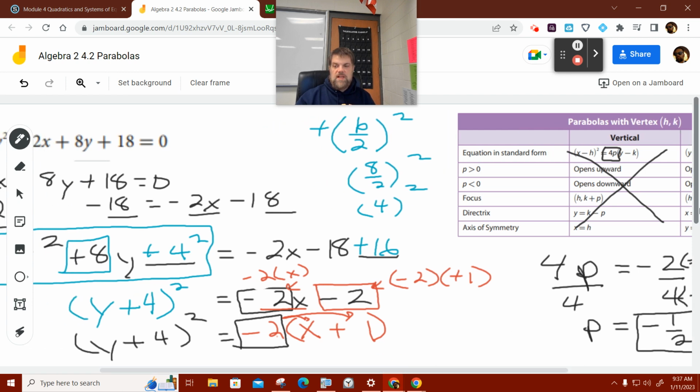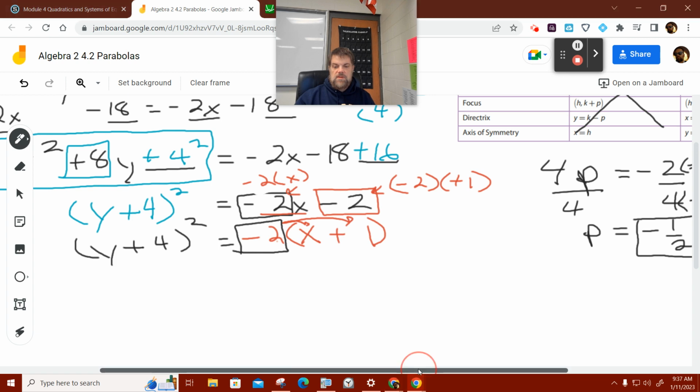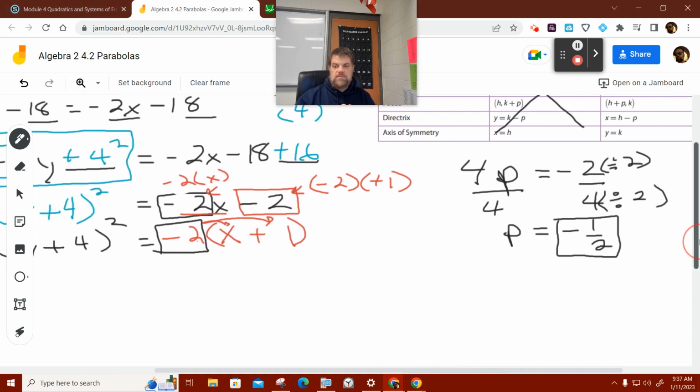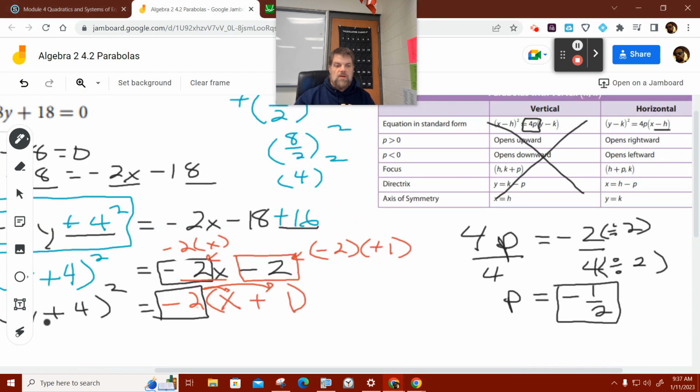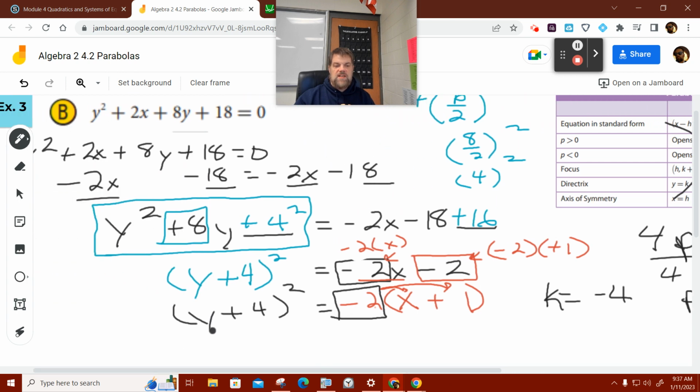Based on my formula, what's my H and K? Well, it looks like K, remember, it's the opposite of this. So K, remember, K is with the Y. K is equal to negative 4 because the formula would have to be, you have to write it like this. Y minus 4 squared, right? Because that's the only way you can get this plus.